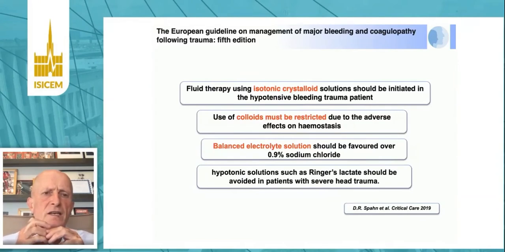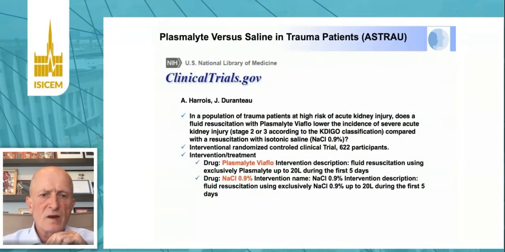So, which fluid do we have to use? The first choice is the isotonic crystalloid solution. The use of colloid must be restricted because they can induce adverse effect on hemostasis and on kidney function. We have to consider balanced electrolyte solution because we know that the sodium chloride 0.9% is capable to induce acidosis and is capable to decrease the kidney blood flow and have deleterious effect on the kidney function. But we need more study to analyze this in trauma patient.